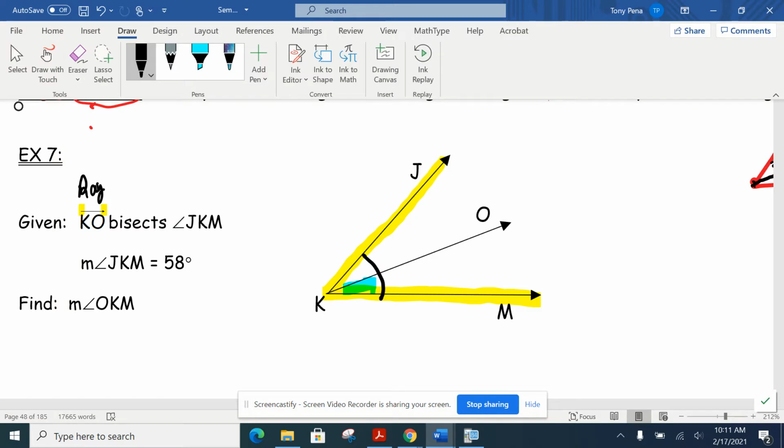All right, what do you get, Cam? Good. What'd you do to get that? Good. The whole thing is 58 degrees. But if this ray is cutting it in half, that means half of it would be 29 here. The other half would be 29 there. That's what this was asking for. Each one of those angles would be 29 degrees. Okay.